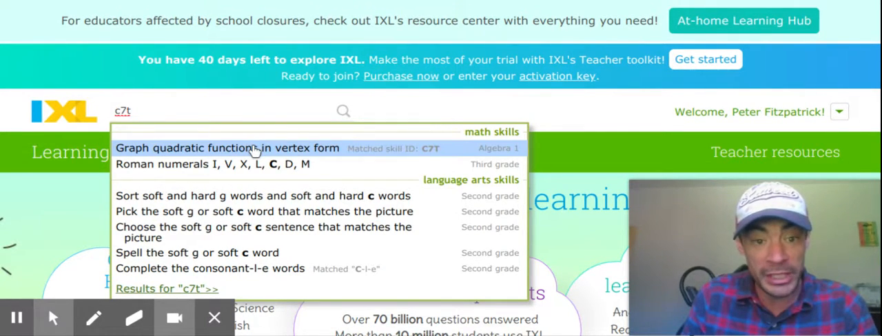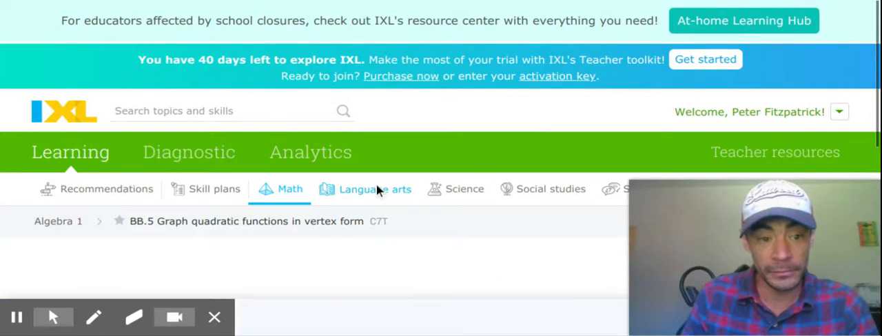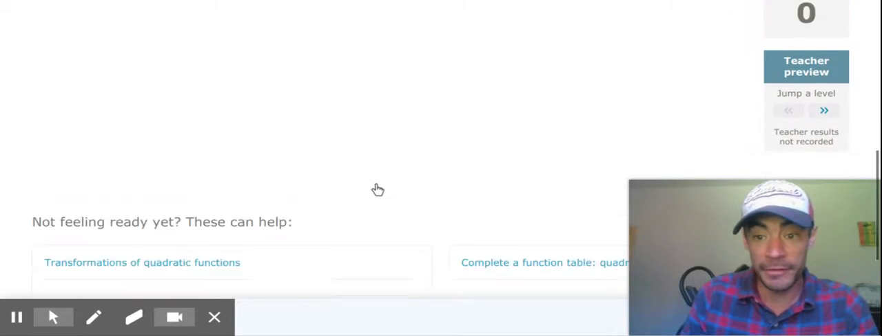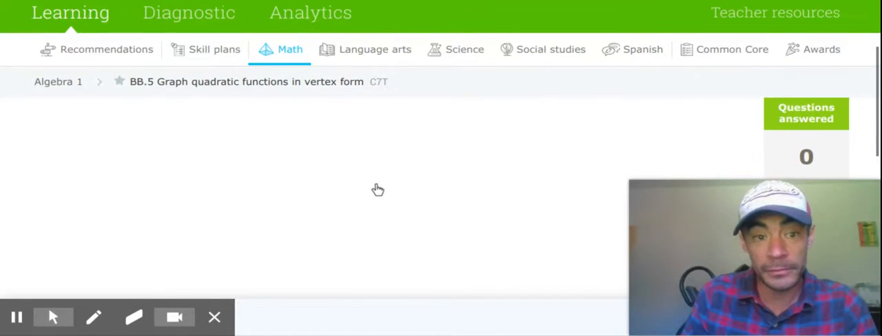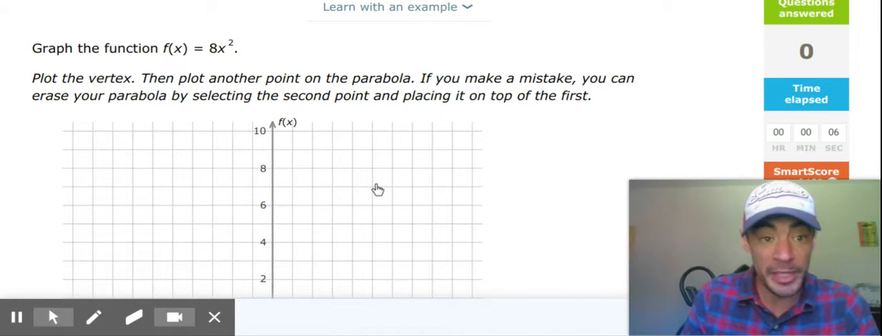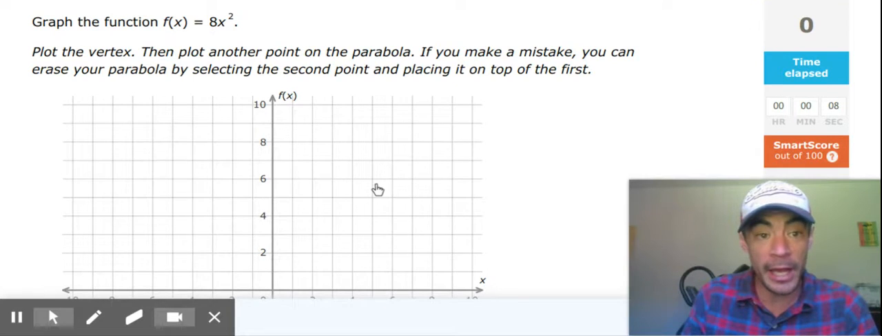Graph quadratic functions in vertex form. Algebra 1, BB5. All right, here we go. F of x, which means y equals 8x squared.